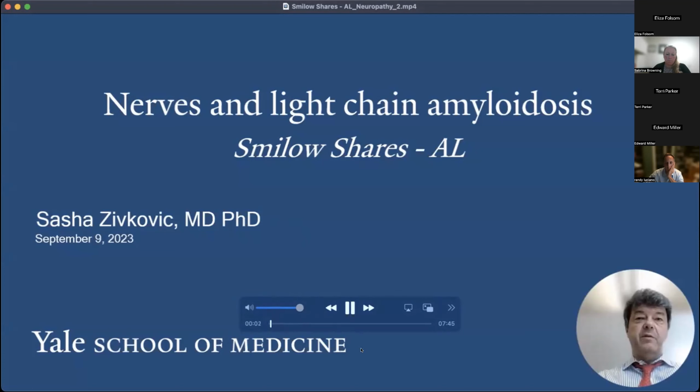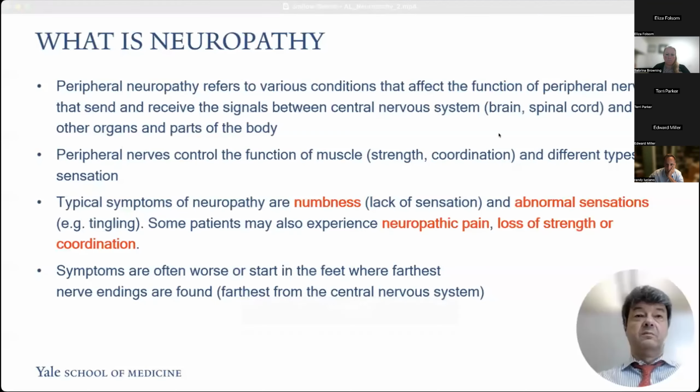I'm Sasha Zivkovic. I'm a neuromuscular neurologist, and I will be talking to you about nerves and light chain amyloidosis. Amyloidosis can be associated with peripheral neuropathy. So what is neuropathy? The term itself refers to various conditions that affect the function of peripheral nerves that send and receive the signals between the brain and the spinal cord and other organs and parts of the body.